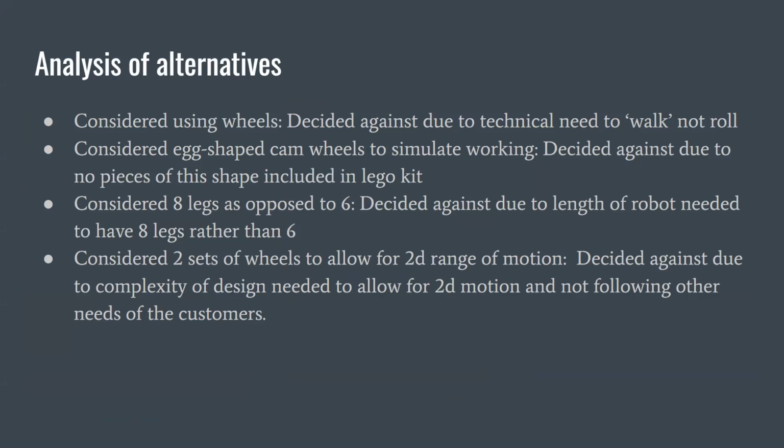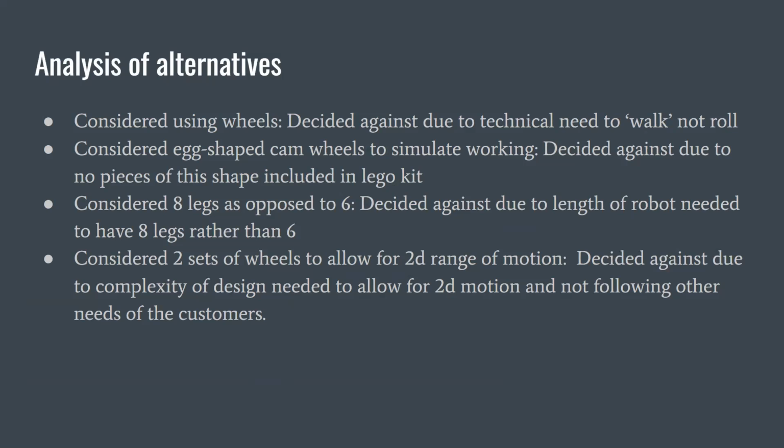During the design process, it was important that we analyzed all of the possible alternative designs. Here are some of the alternatives we considered. First, we considered using wheels instead of legs, but we decided against this due to the technical need that was given to us that they wanted the machine to walk and not roll. We next considered egg-shaped cam wheels to simulate walking. We again decided against this due to there being a lack of this shape of piece included in the LEGO kits.